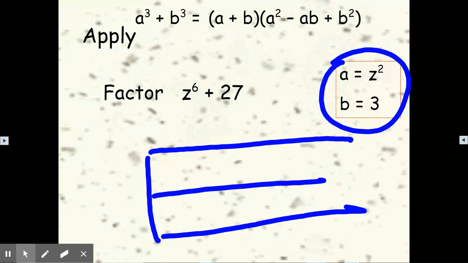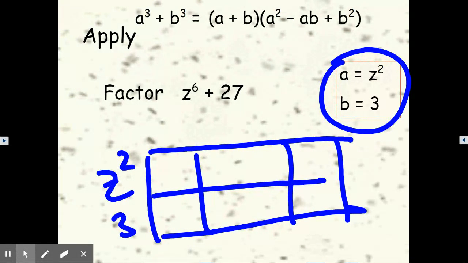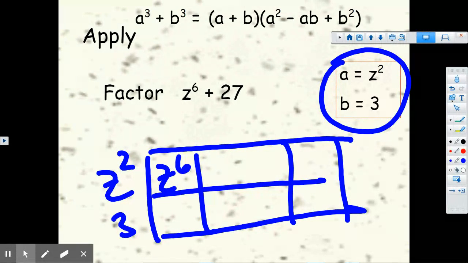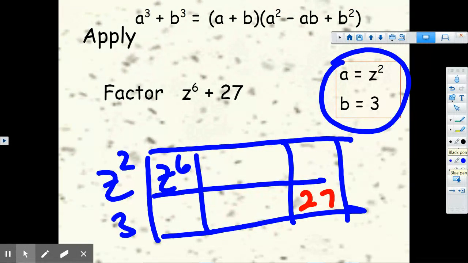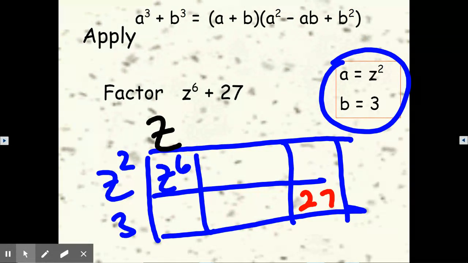Let's do the same thing, but let's say if we know that this is z squared and 3 and this is z to the 6th, we can fill in everything else. We'd have to know that this last thing is 27. Right? So then we'd say the diagonals are going to add up to 0. So you'd say to yourself, z squared times what makes z to the 6th? Of course, that's z to the 4th, because z to the 4th and z to the 2nd make z to the 6th. And 3 times 9 is 27, because that's the only thing that's going to make sense for that one. So all we have to do is figure out the middle one.